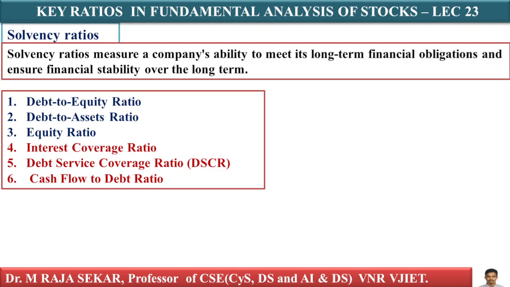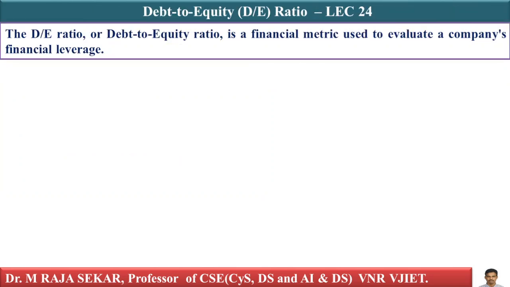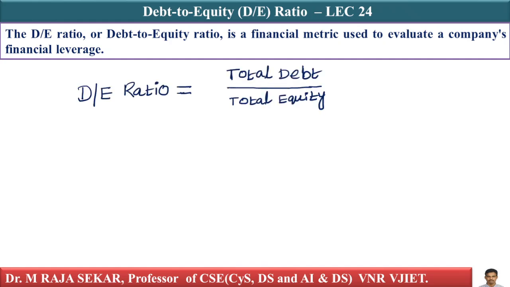Anyway, let me discuss the first ratio, that is debt to equity ratio. What is this debt to equity ratio? If you see the definition, debt to equity ratio is total debt by total equity. What is this total debt? Total debt includes all short-term and long-term liabilities such as loans, bonds, and other financial obligations. What is this total equity? Total equity represents the shareholders' equity, which includes retained earnings and stock investments by shareholders.